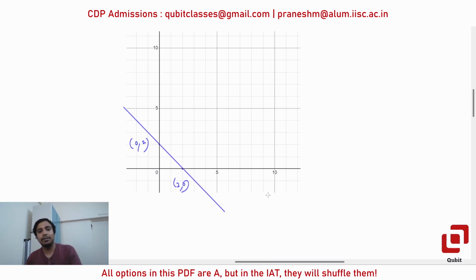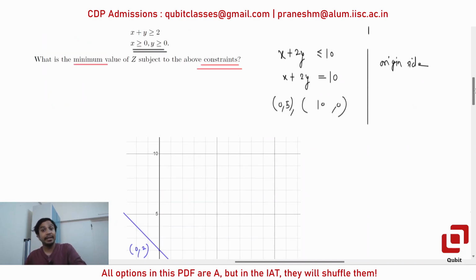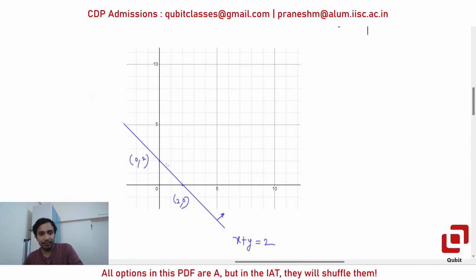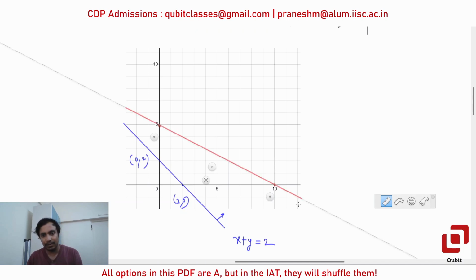Okay, and this is going to be the non-origin side. Which equation is that? X plus y greater than or equal to 2. So in this case it will be this. Okay, next: 0, 5, 10, 0. 0, 5 is this, 10, 0 is this. These lines will definitely not intersect in the first quadrant. They will intersect somewhere in the second. Of course, we are not interested in locating that.